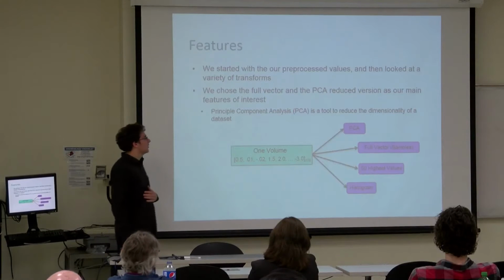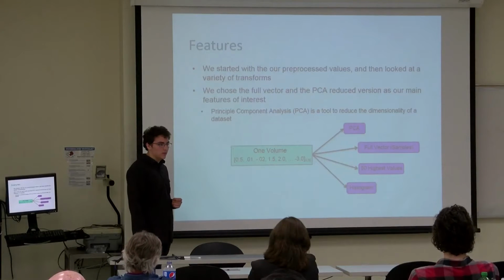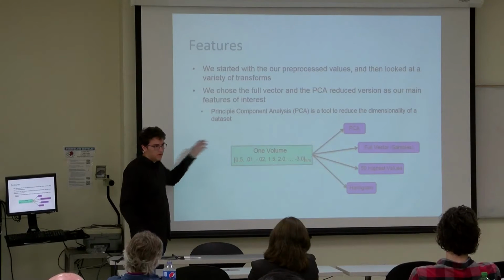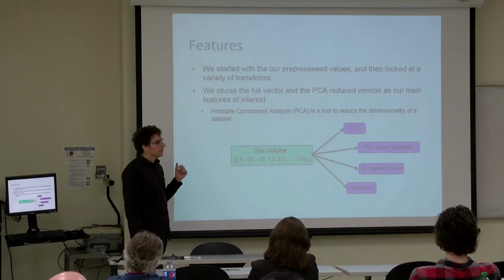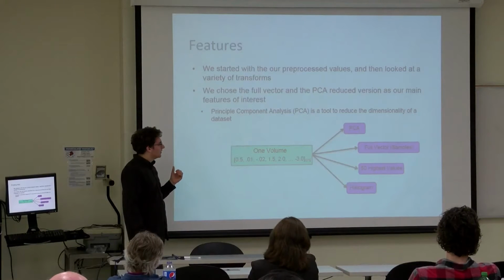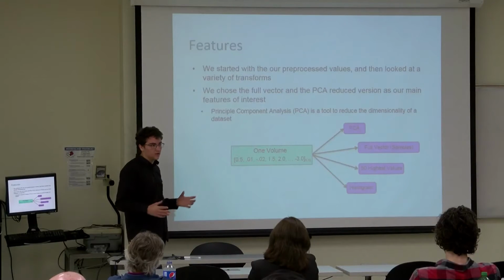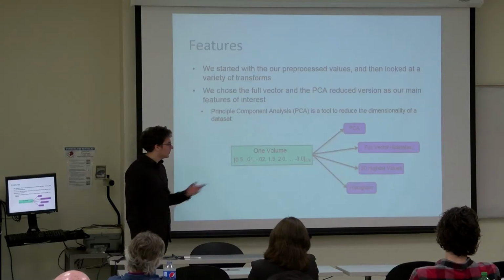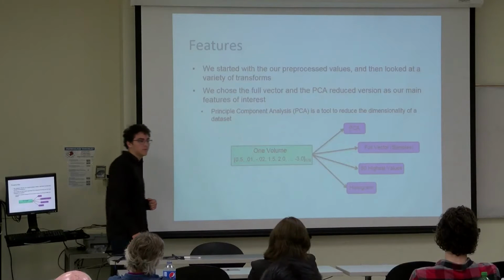To look at what features we wanted to use, we started with just looking at our preprocessed values. That's a 576 long vector of all of the different locations in the brain. Then we looked at a couple ways to transform that data. We looked at PCA, which is a dimensionality reduction technique. We were able to take this large 576 vector and shrink it down almost by half, but keep 99% of the variance. So we're keeping a lot of the important data, trying to get rid of data that's redundant from our data set. We also looked at things like the 50 highest values or a histogram of values.